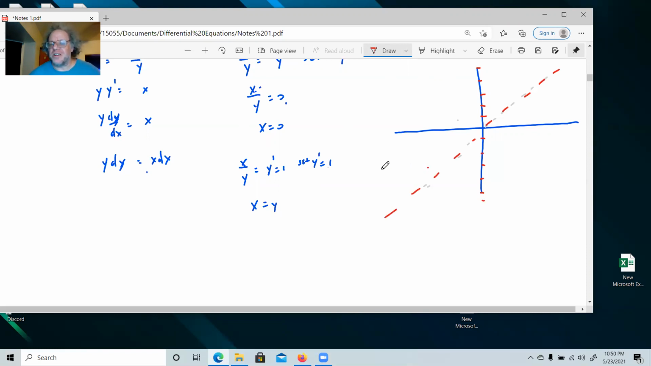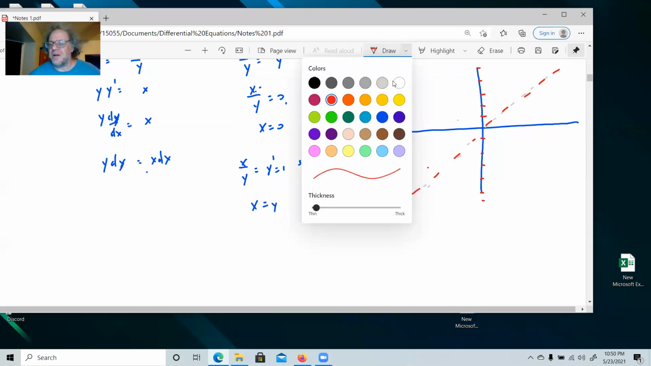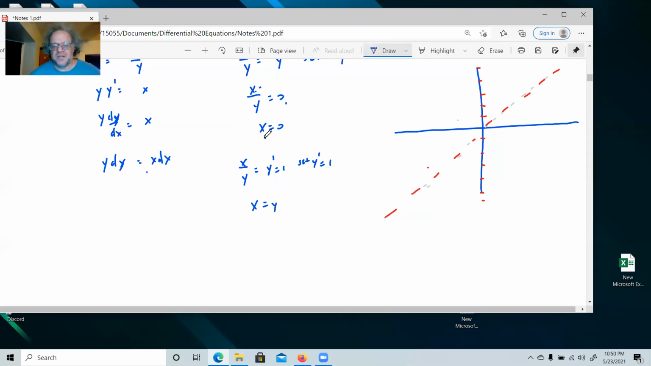Similarly, what if dy by dx was equal to -1? We could say x over y is equal to -1. Set y prime equal to -1. So now we have y is equal to -x. Again, that isocline is going to be kind of weird because the slope of the isocline is also the slope that we're trying to deal with. Okay, pretend those are straight. All right, so I have my slopes here.